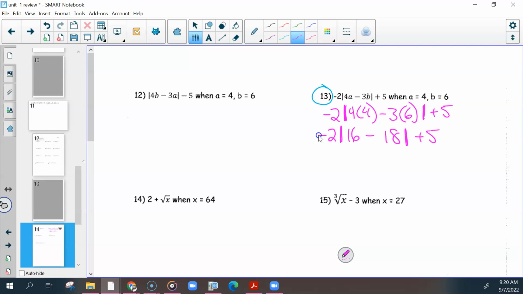Still do what's inside first. 16 minus 18. Once you don't have any operations inside, make this positive. And then multiply and then add. Other evaluating questions?